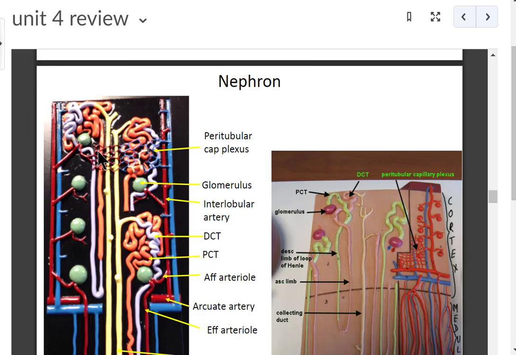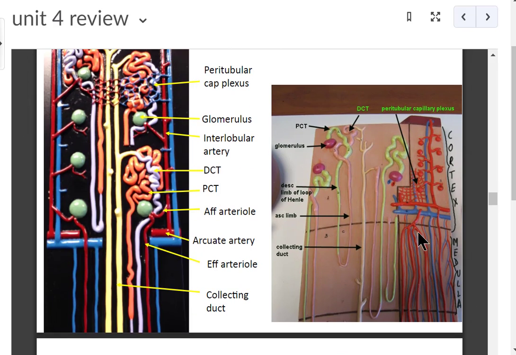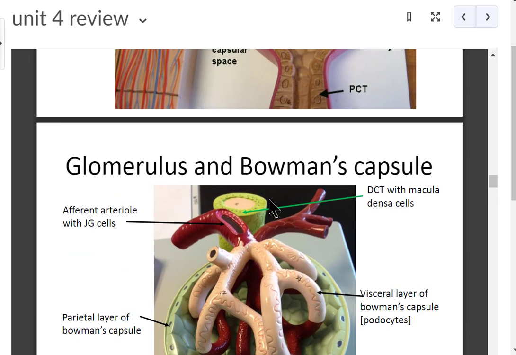Here, the efferent arteriole is breaking up into this capillary plexus called the peritubular plexus, which is around the tubules. And then when you come down here, these capillaries become straight and we call them vasa recta. So again, here you can see glomerulus, proximal convoluted tubule, loop of Henle, distal convoluted tubule, collecting duct. So that is on that part.